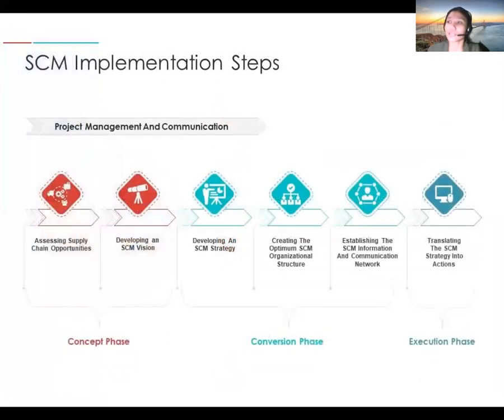Then next, let's talk about the implementation steps: the project management and communications flow. First, the concept phase, under which we have assessing supply chain opportunities and then developing an SCM vision. Then we have the vision phase, under which is developing an SCM strategy, creating the optimum SCM organization structure, and establishing the SCM information and communication network. And last but not the least, the execution phase, translating the SCM strategy into actions.